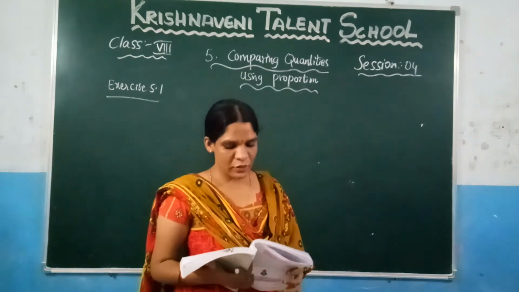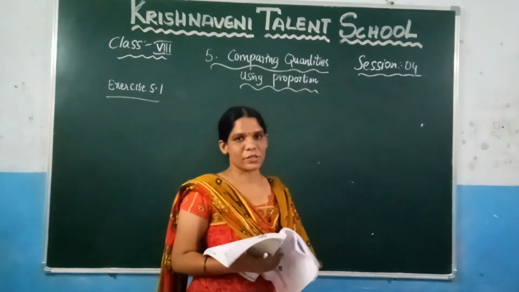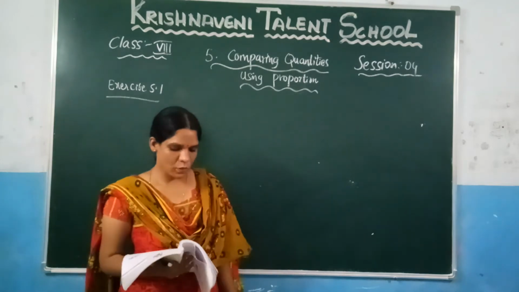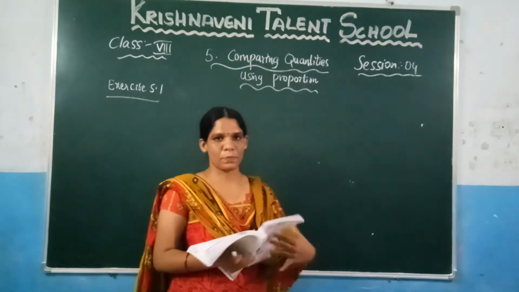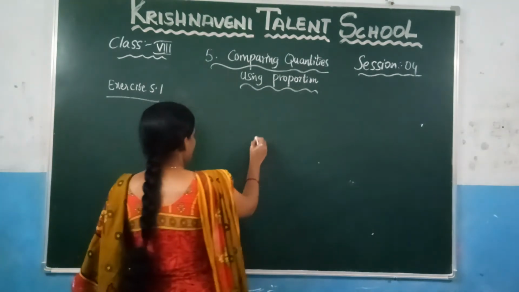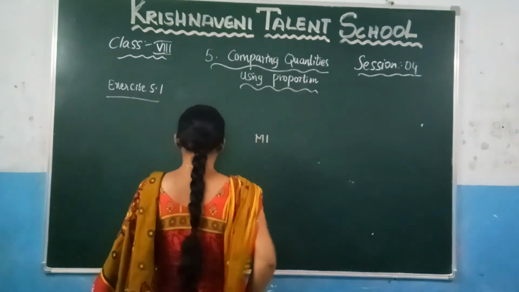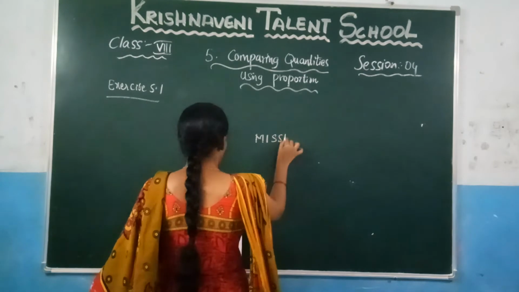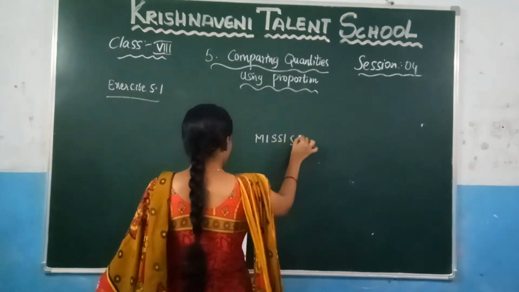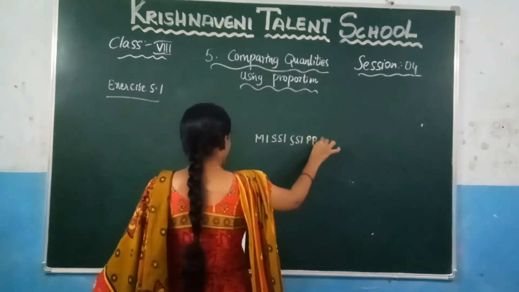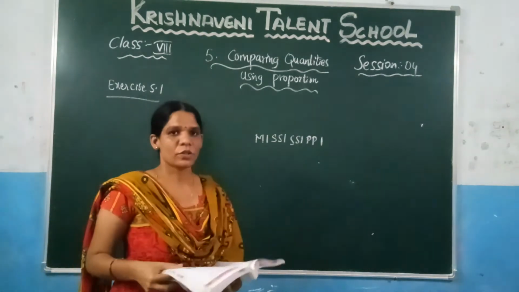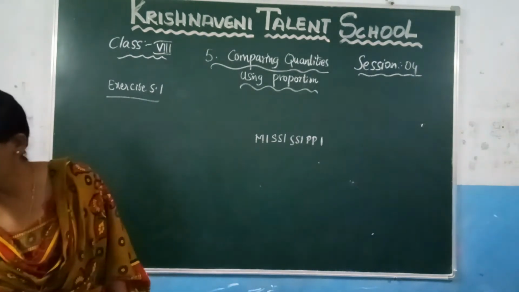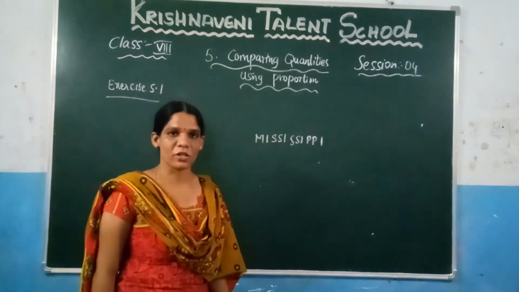Find the ratio of the number of vowels in the word Mississippi to the number of consonants in the simplest form. Here they have given one word. What is that word? Mississippi. Let us write that one, the word. Okay, this is the word they have given, and they ask here to find the ratio of the number of vowels to the number of consonants.